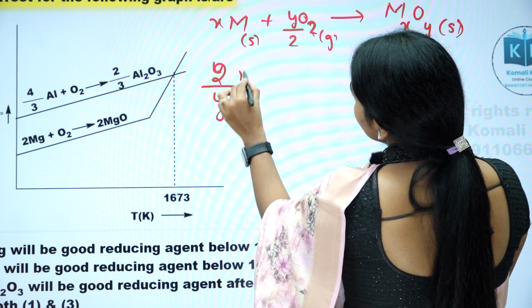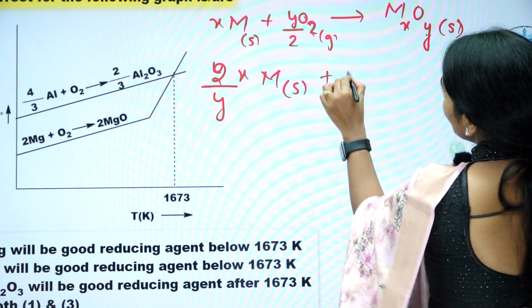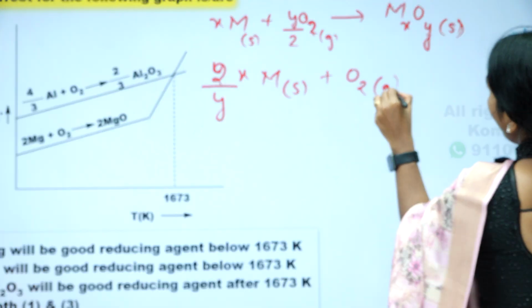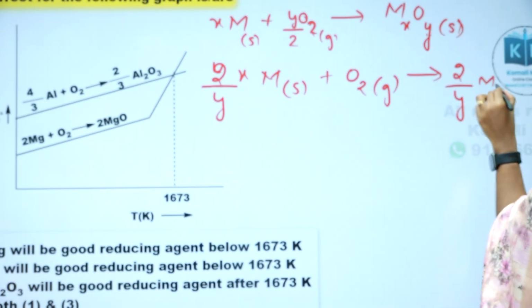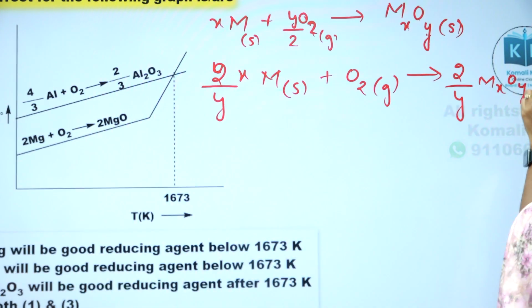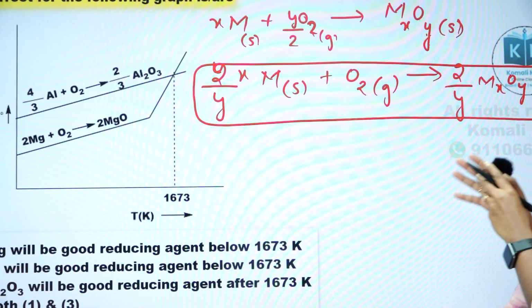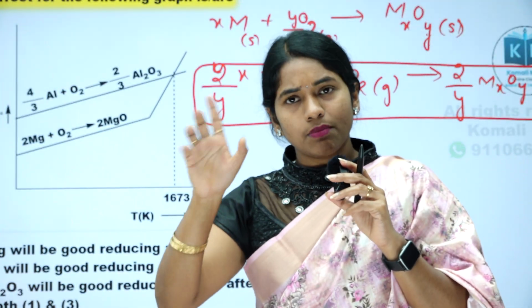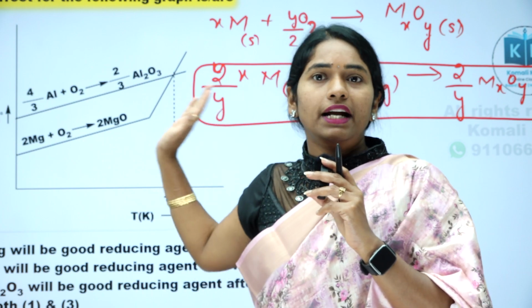Then 2x by y M solid is left, plus the y by 2 will be cancelled, and I am going to multiply with 2 by y, so it will be MxOy. That's it. If you know this reaction, repeat all of you one more time: 2x by y M solid, plus O2 gives rise to 2 by y metal oxide.